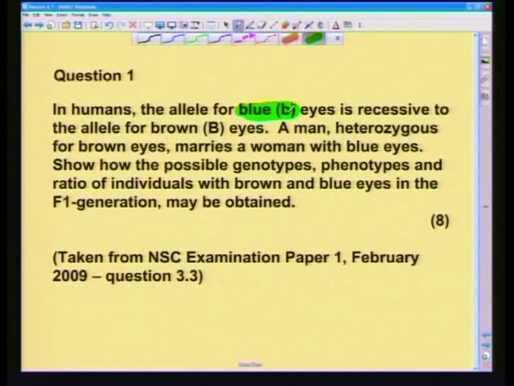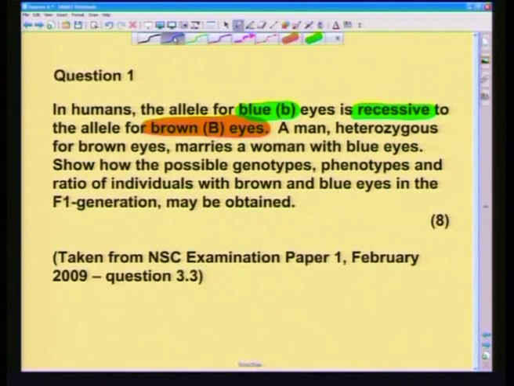Try to avoid letters like S's and O's and W's, because it's very difficult to distinguish the differences. But for B, well, it's clear. So blue, they tell you here, little b. So immediately you know it is recessive to the allele for brown eyes, which is going to be dominant. All right, a man, he's heterozygous for brown eyes.